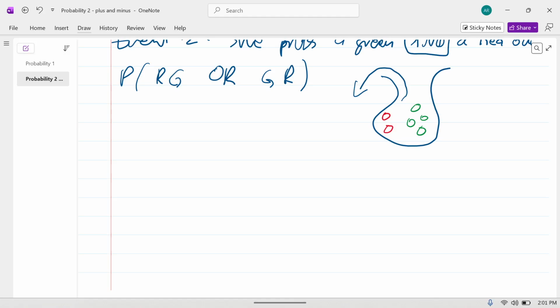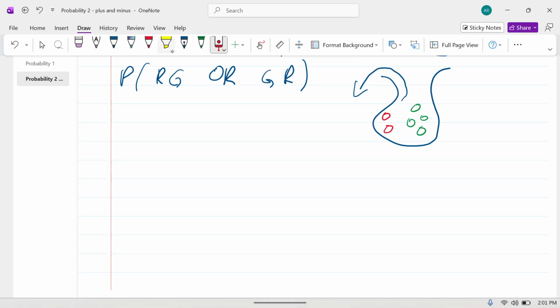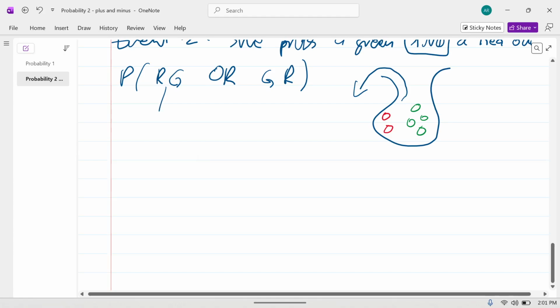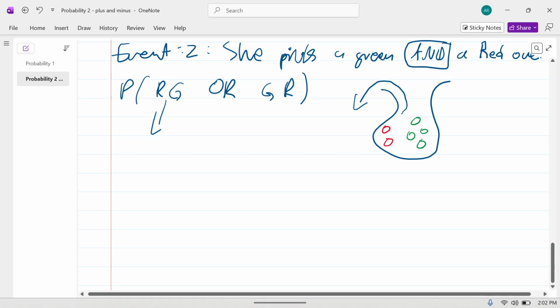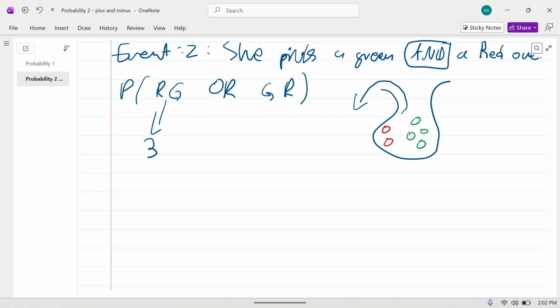So let's write down the probability now. Sarah, this time, picks up a red ball. What is the probability of her picking up a red ball? 3. Why? Because there are 3 red balls in total, divided by the total number of balls, currently 7. Right? You multiply it with, now she did not put the red ball back into the bag. She didn't put it back.